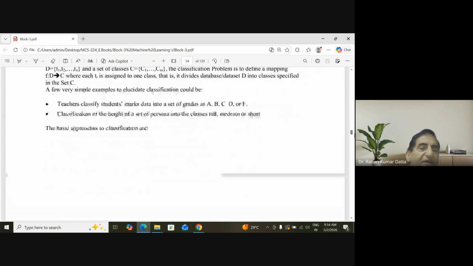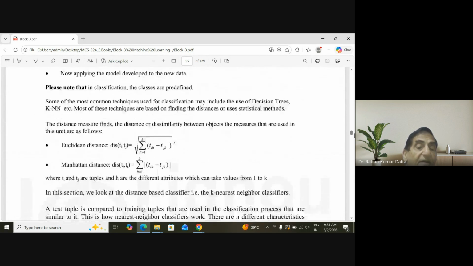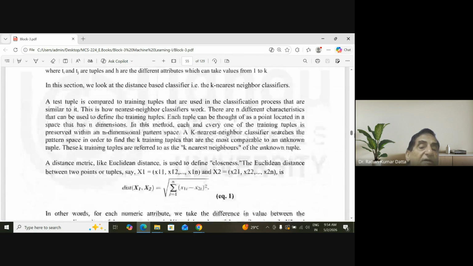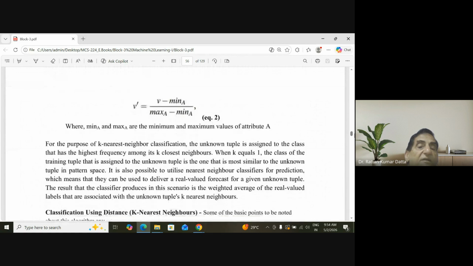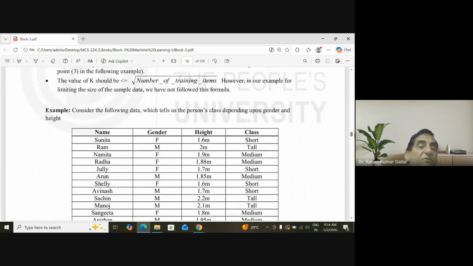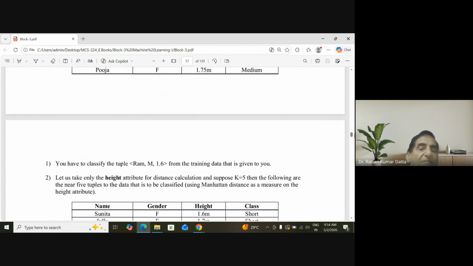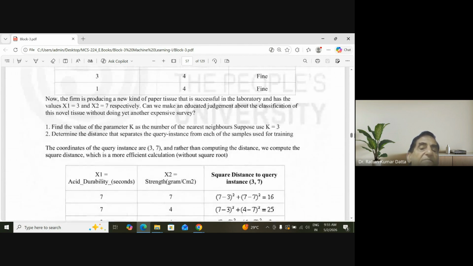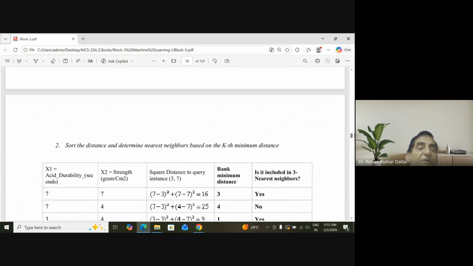Basic approach to classification are these. So these are the relationships, Manhattan distance, Euclidean distance, we have done, and all that. This you can see. So this is again on Sunita, Ram, gender, height, and class. Short, tall, medium, medium, all this. So you can summarize the result with this, how many short. So these are the examples.